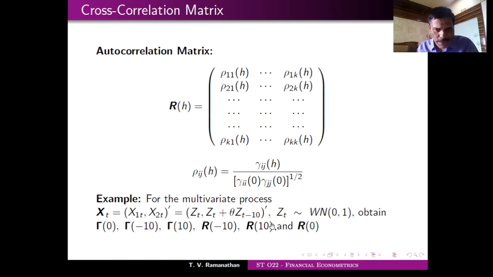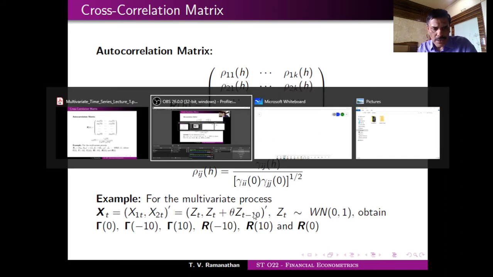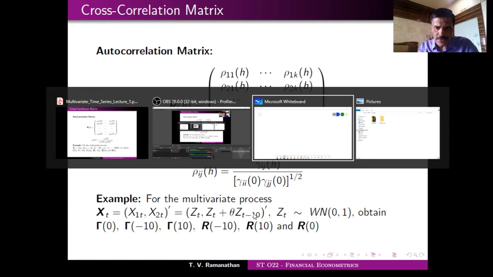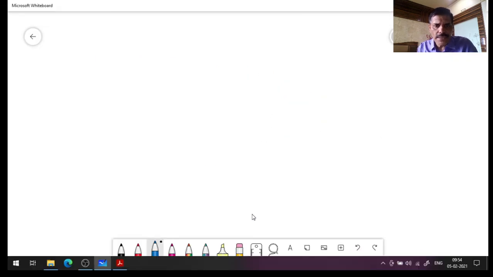Now I have asked you to compute all these matrices: the covariance matrices of lag 0, which is gamma 0 itself, lag minus 10, and lag plus 10. This is because I want to show that one is actually the transpose of the other. Similarly, the autocorrelation matrices R minus 10, R plus 10, and R0. So let us do the computation one by one. I'm going to change this to the whiteboard. So let's look at this.